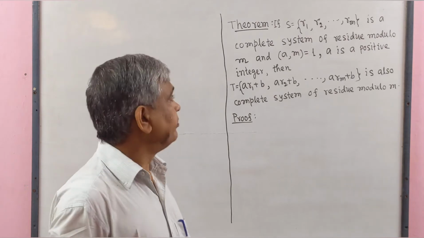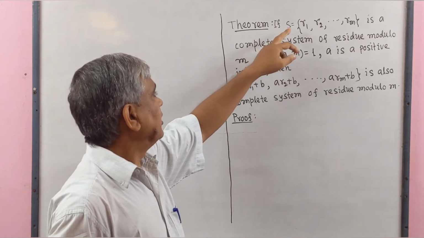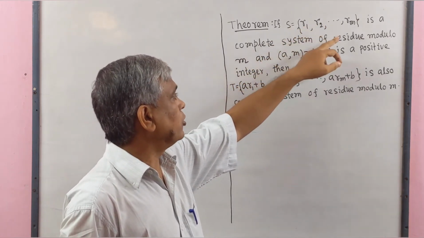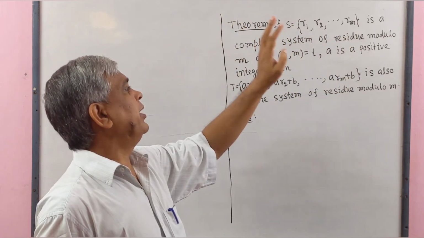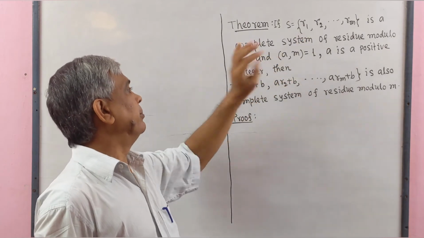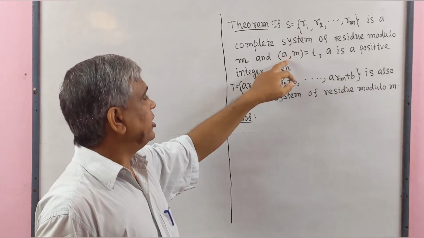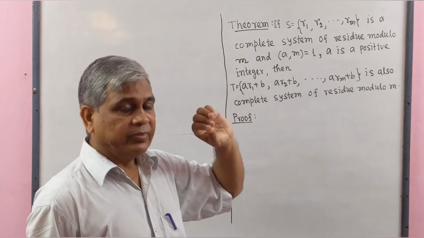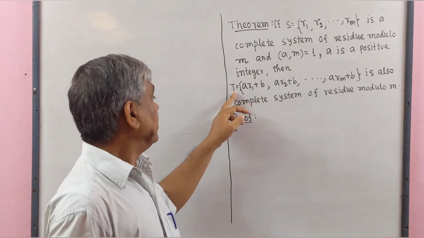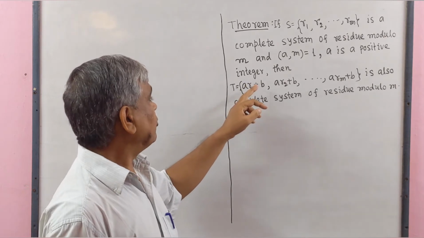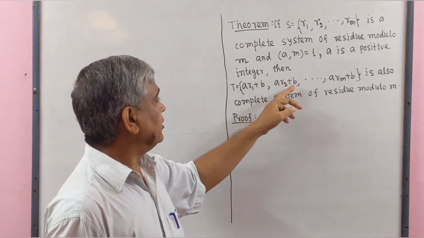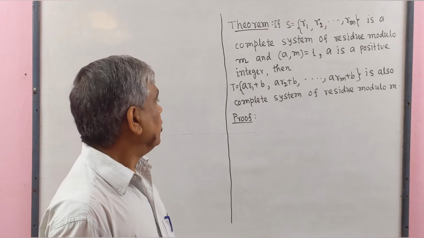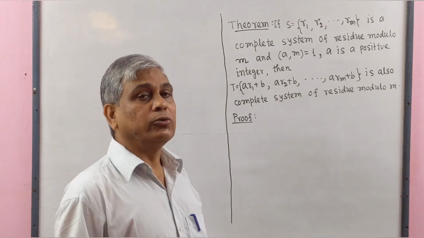Now we prove a theorem. Theorem: if S is a set containing elements R1, R2, ..., Rm, a complete system of residue modulo M, and GCD of A and M equal to 1, A is a positive integer, then the set T containing elements AR1 plus B, AR2 plus B, ..., ARM plus B is also a complete system of residue modulo M.